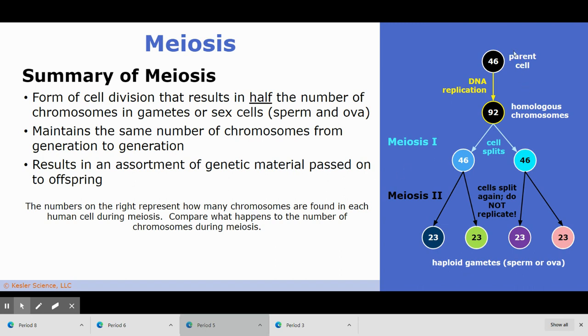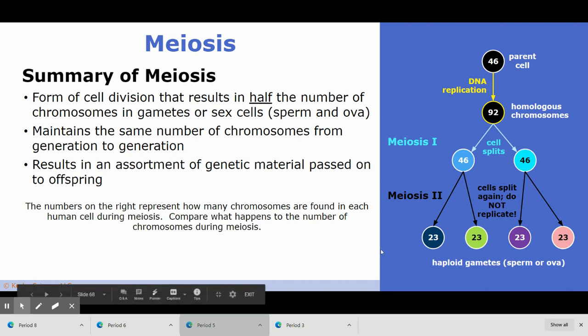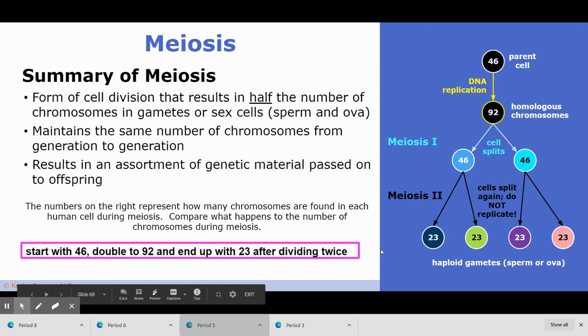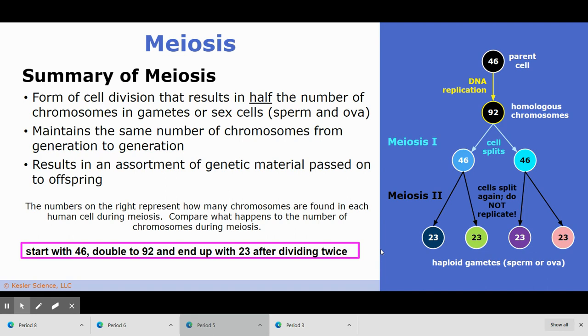So you can see the normal initial cell starts out with 46 chromosomes, and it goes through interphase and replicates to 92. And then it goes through meiosis 1, and you end up with your first division. You're back down to 46. But then it goes through meiosis 2 and divides again without replicating, and that's how we end up with haploid cells, how they have half the number of chromosomes. So we start with 46, it doubles to 92, and we end up with 23 after dividing twice.